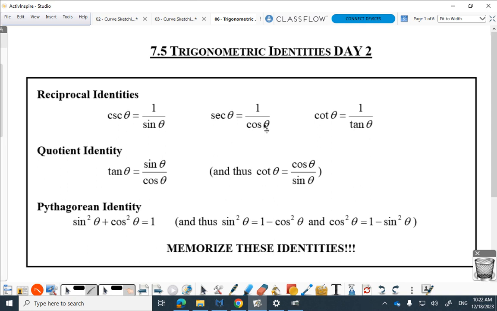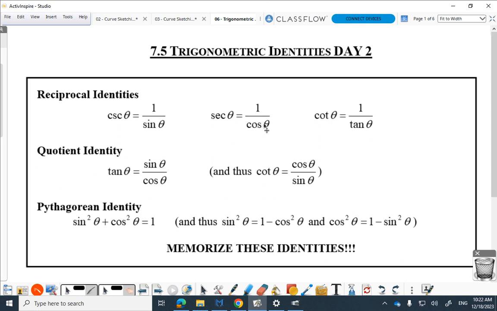Here's your toolbox of things that you could use. Cosecant, secant, and cotan, hopefully you already know, but new to you on Friday was tan is sine over cos, and with that, cotan is cos over sine. This is a better version of the toolbox. I built the other one. This is like the final version of it.